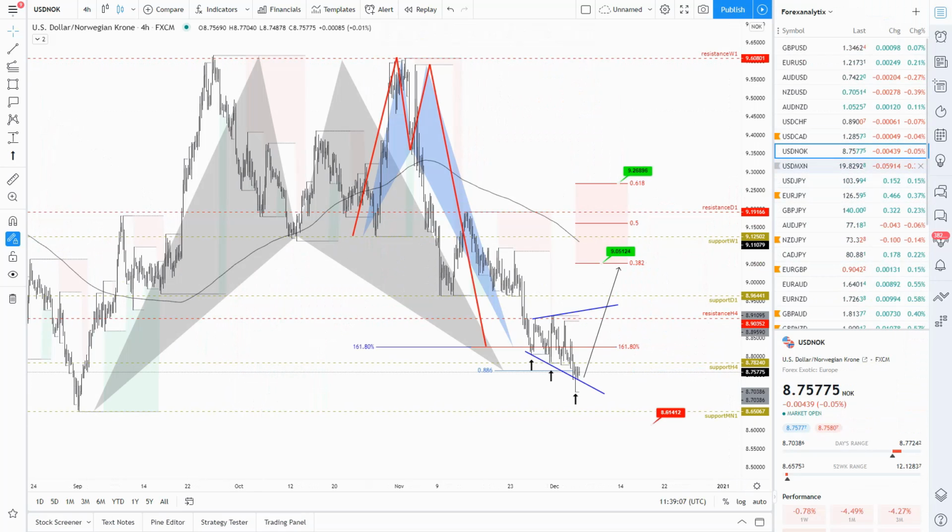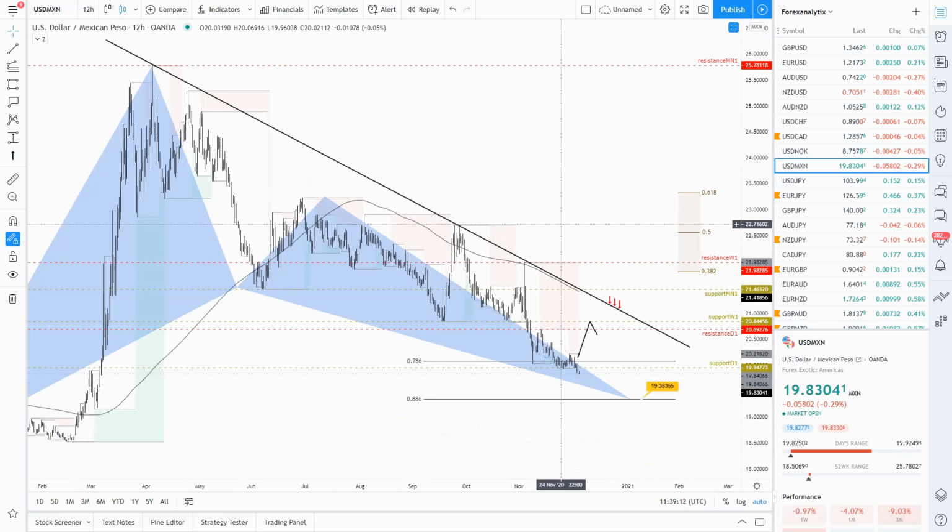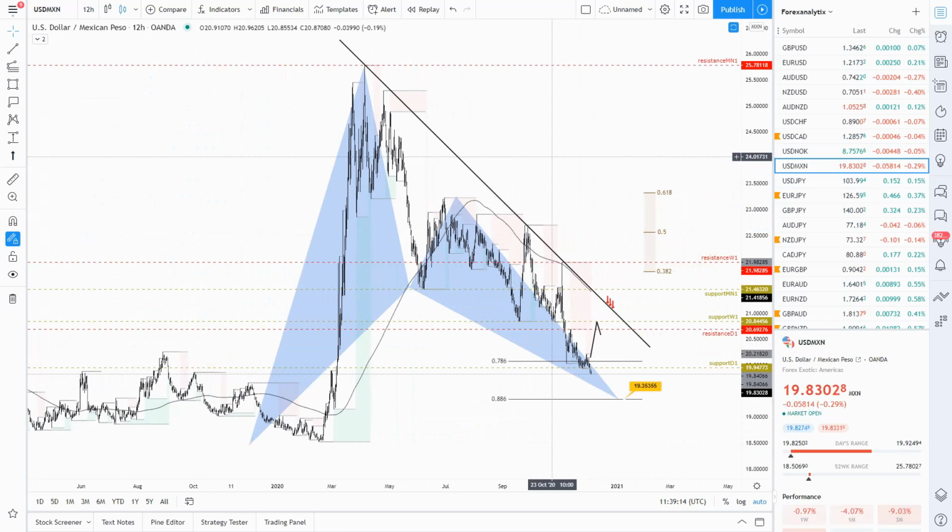Let's see if the market will react accordingly to my expectations, but also the default expectations for the patterns printed there. So let's see.